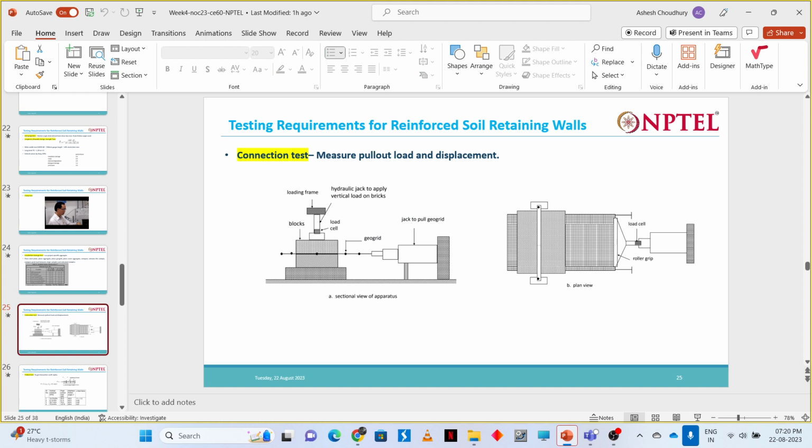Okay, and after that we have the connection test. Connection test is nothing but we apply some load. This reinforcement is connected to this block, this facing block, and then we apply some load here. Due to this load application, a point will come where this connection will break, so we determine that point of failure.